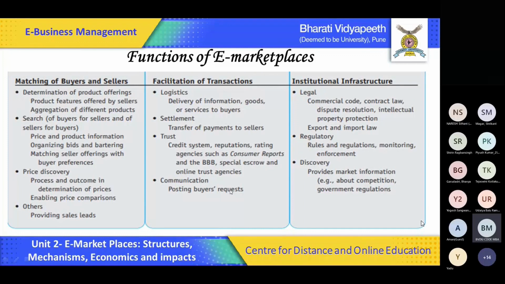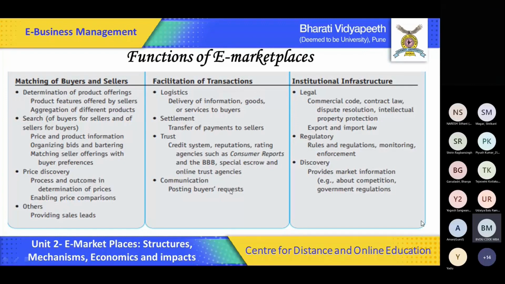Then trust, so credit system, reputations, rating agencies such as customer reports and the triple B, special escrow system is there. Online trust agencies are there. They will definitely help you in building the trust amongst the buyers and the sellers, and in communication, they will also post buyers' requests here.